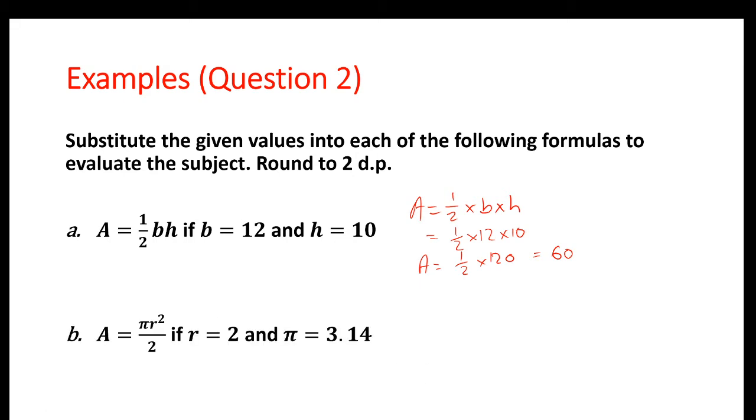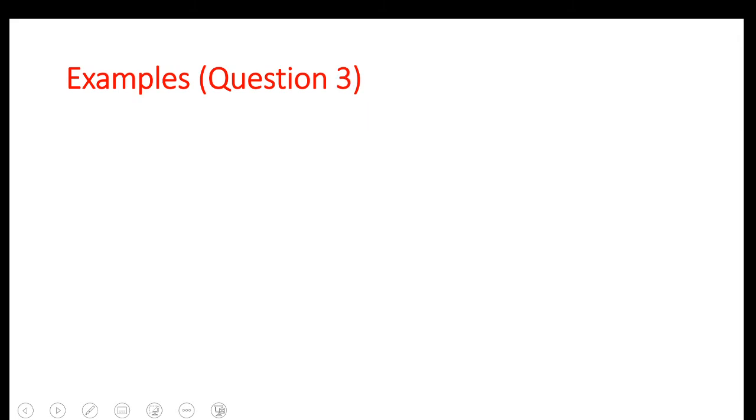Now we're going to find what A is equal to, pi r squared over 2, if r is 2 and pi is 3.14. So A is equal to pi times r squared over 2. That is equal to 3.14 times 2 squared over 2. I don't have my calculator with me here, but I'm sure you can work out what that one is. That one is just substituting values in to get the numbers back out.